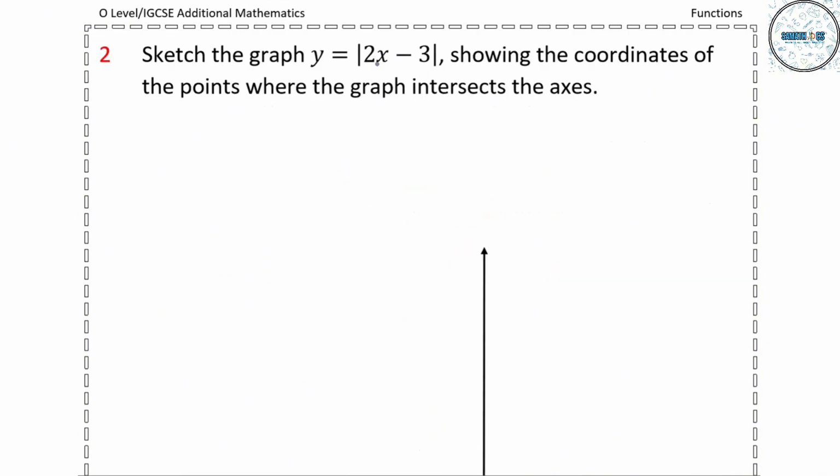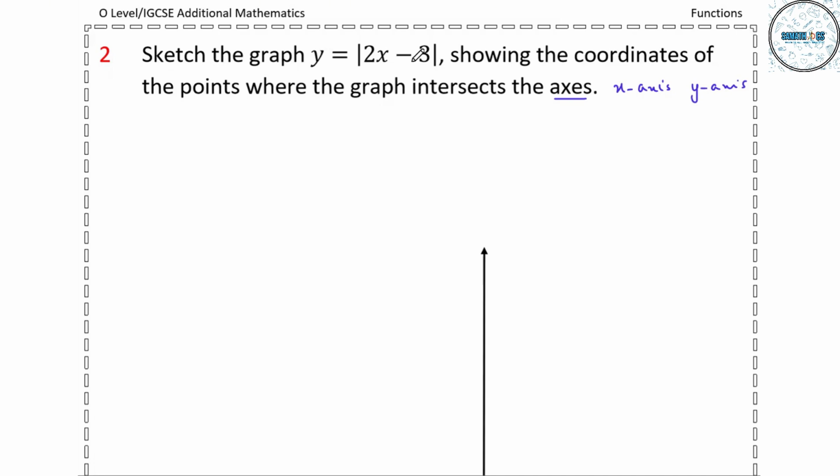Now we will sketch the graph of y is equal to absolute value of 2x minus 3, showing the coordinates of the points where the graph intersects the axes. Where the graph intersects the axes means x-axis and y-axis. It's a plural of axis. First of all, we'll analyze the equation. We have y is equal to 2x minus 3 with an absolute sign. So it means that we have to draw the graph of 2x minus 3. Then we have to reflect in x-axis the part of the curve which is below the x-axis. This is one of the ways.